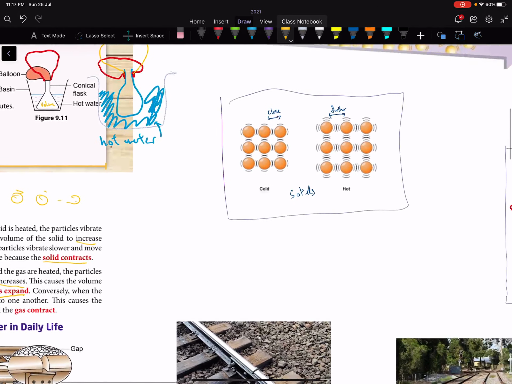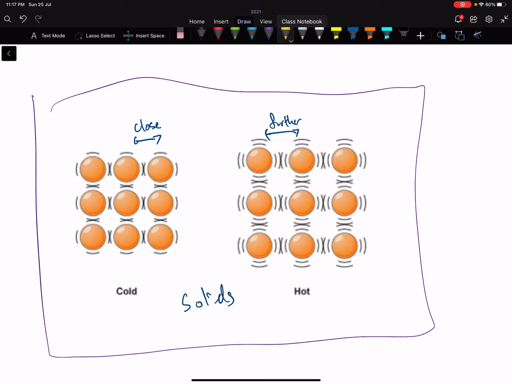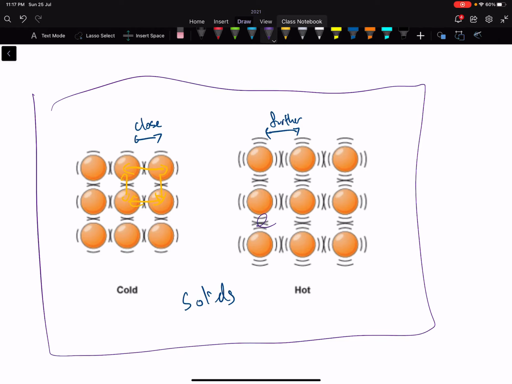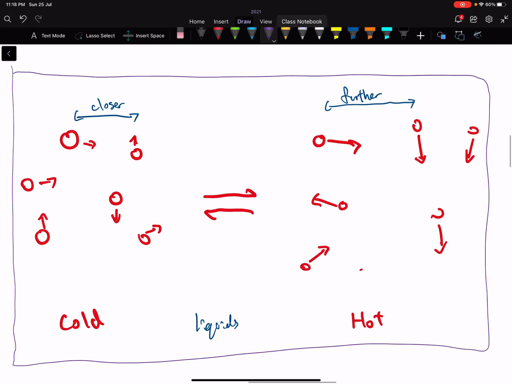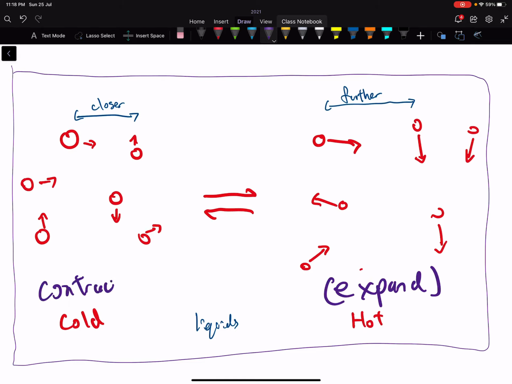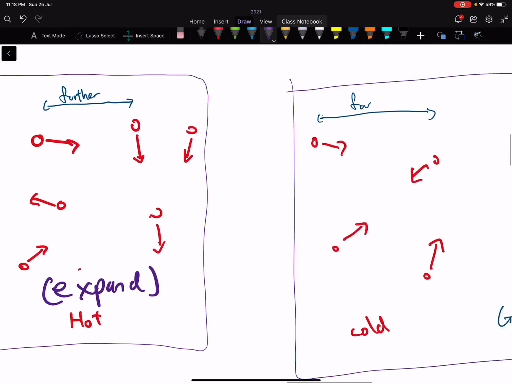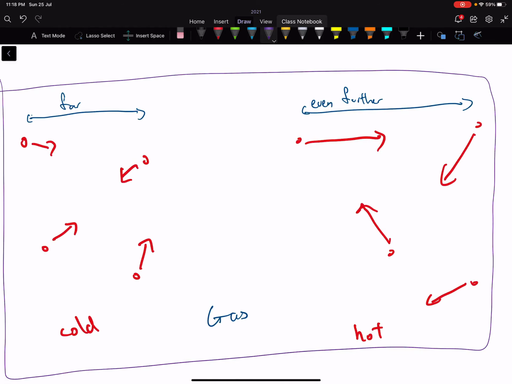So, in all situations, for solids, when it's cold, the particles are closer together. When it's hot, the particles are further apart. Therefore, we can say that it expands when it's hot and contracts when it's cold. Similarly, for liquids, when it's cold, the distance between particles is closer, and when it's hot, it is further. Hence, it expands when it's hot and contracts when it's cold. Similarly for gas, you get far and even further when hot and cold. Alright?